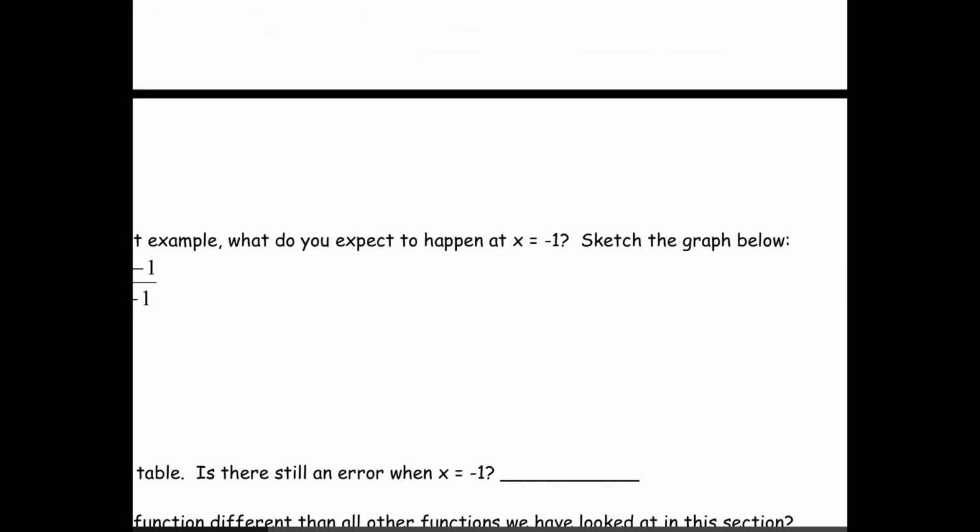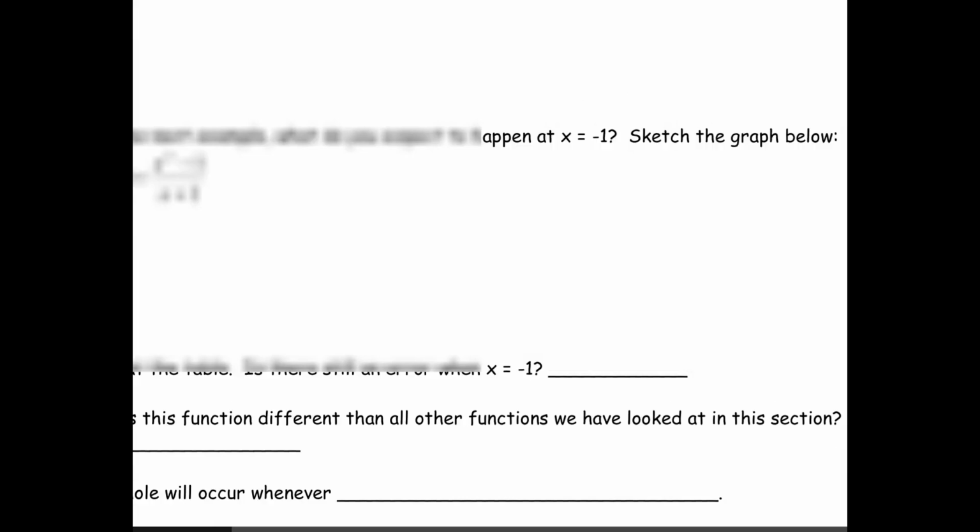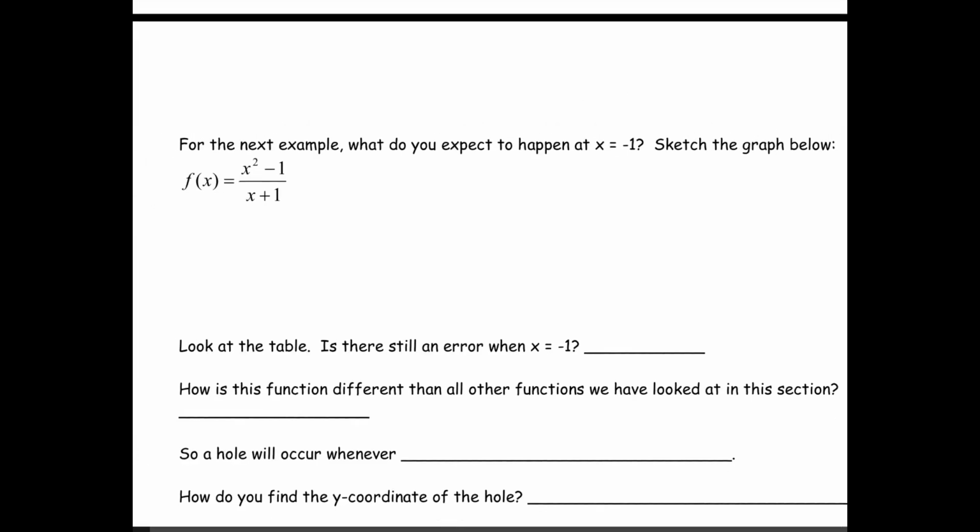Okay, let's flip it to the next side then. The second page is going to have a little bit different of a goal, but I'm going to see if we can develop it based off of this first question. So the first question says, for the next example, what do you expect to happen at x equals -1? So what would we expect to happen based off of what we just learned?